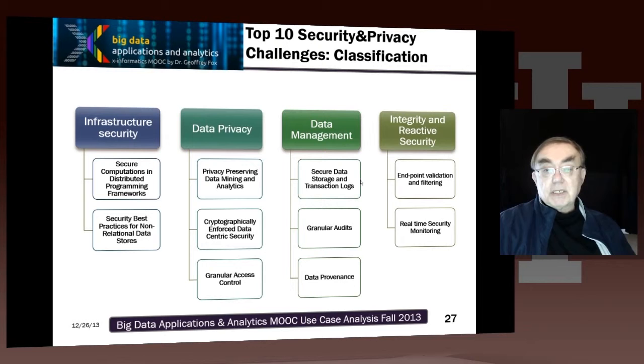We have to actually manage the data with proper logs which are secure and audited. And then we already mentioned on the previous slide the importance of provenance. Part of the security is knowing what you did to the data. It's not just stopping other people from looking at it. You better be able to look at it yourself and know what happened. And we need to do the validation at the beginning and at the end and monitor the security in real time. So those are those 10 challenges which are classified into these 4 areas.